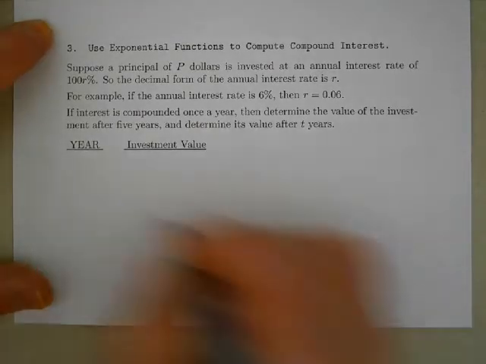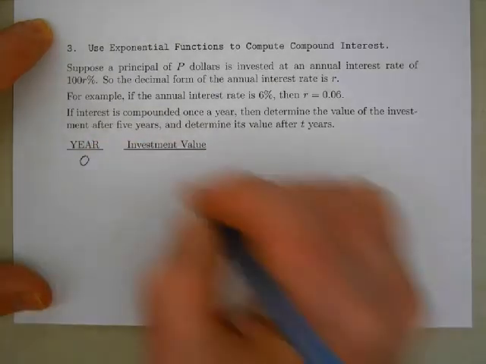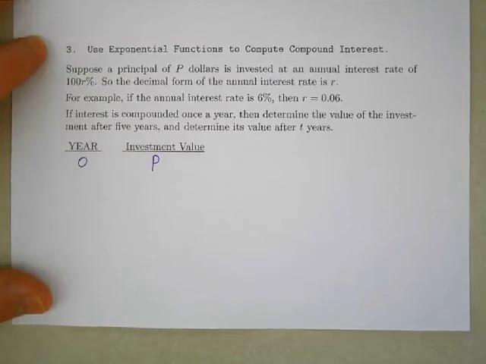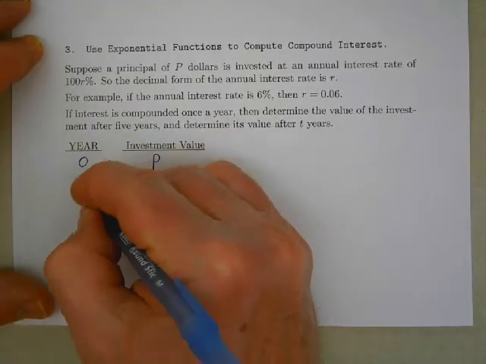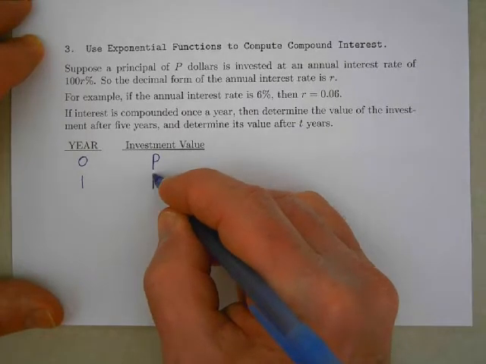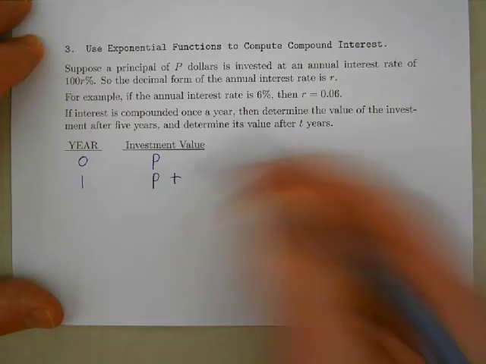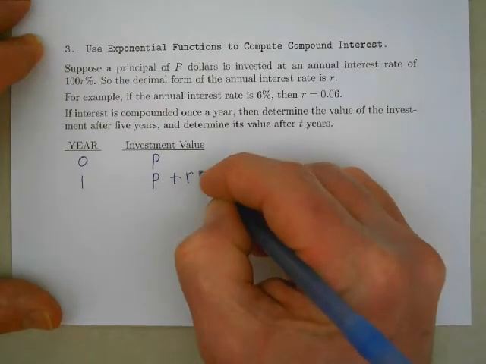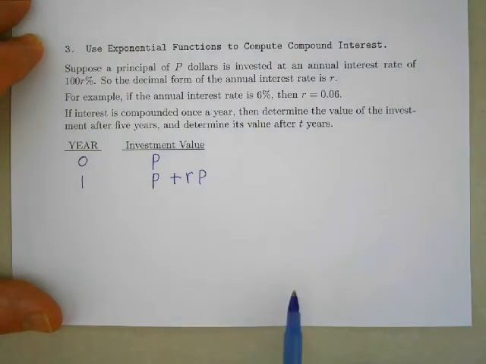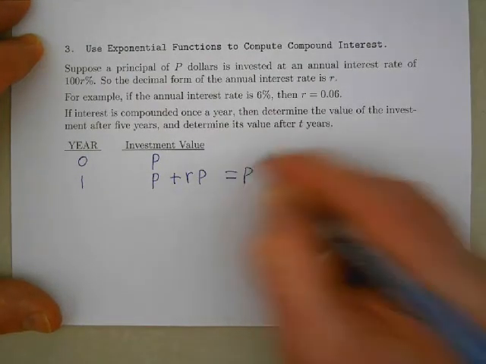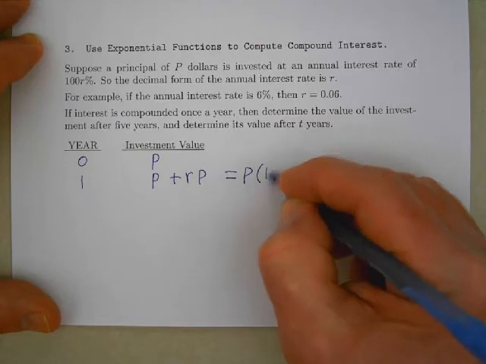Okay, so when we start at year 0, P dollars is invested. After 1 year, we still have the P dollars, but we also have interest that is added to the account, and that's R times P. Notice that you can factor P out of both of those terms and write it as P times 1 plus R.